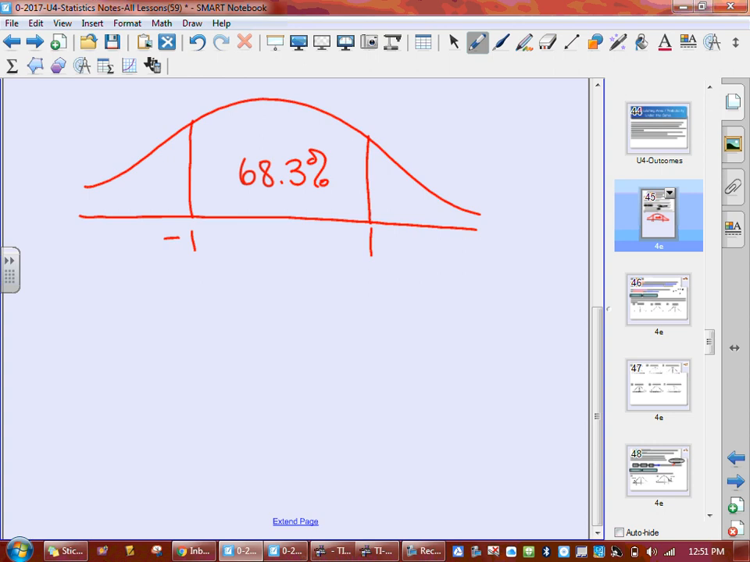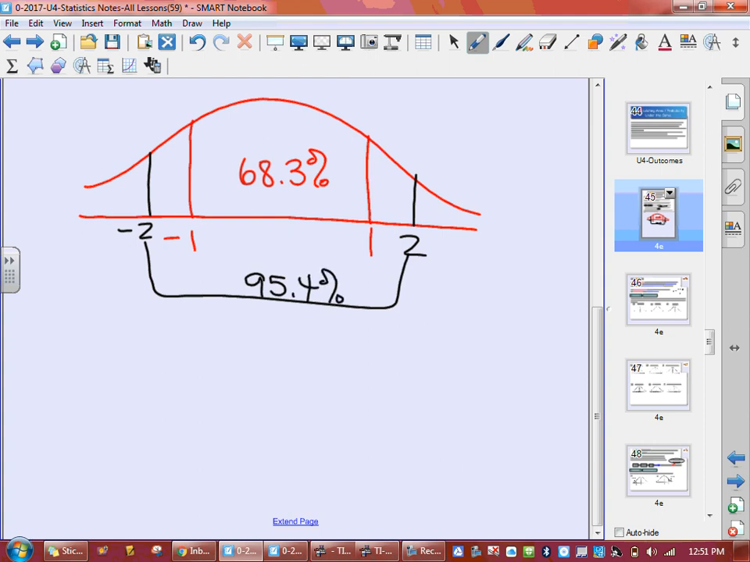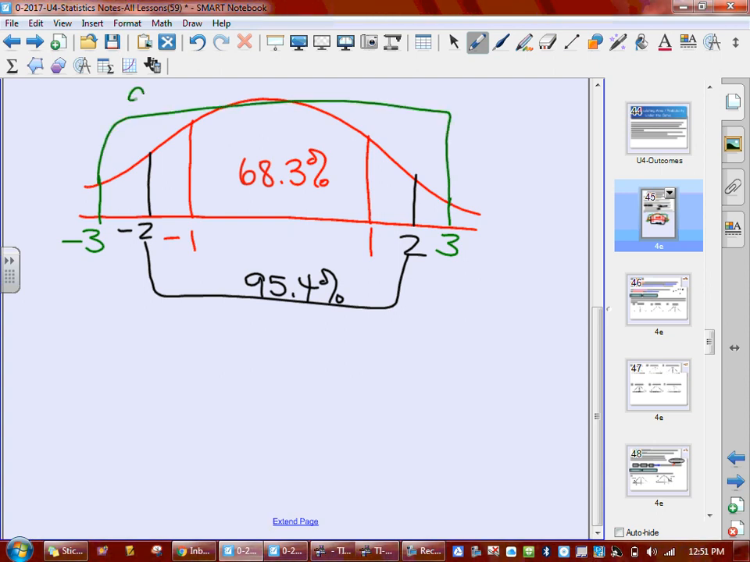Now, how much if I extend it to negative 2, positive 2? Good, 95.4%. What if I extend that again to negative 3 to positive 3? 99.7, good. So, 99.7% of the data.